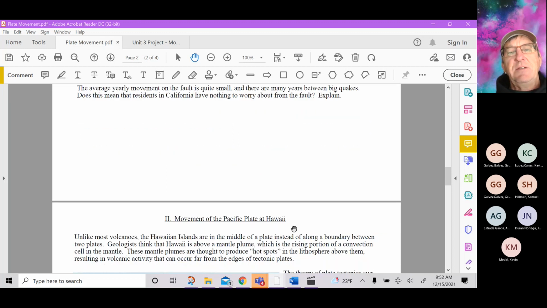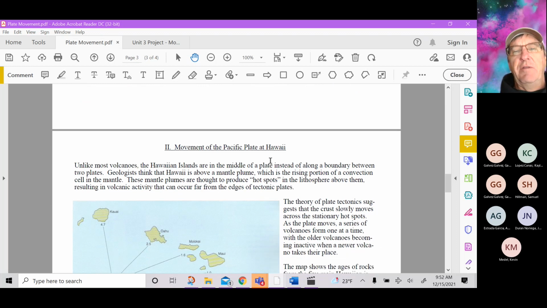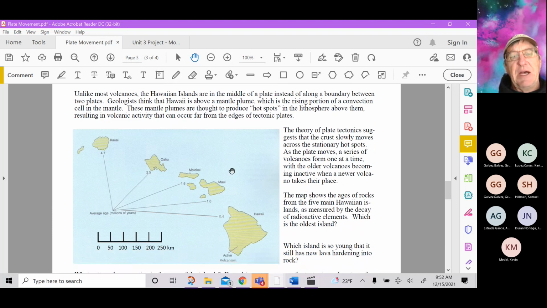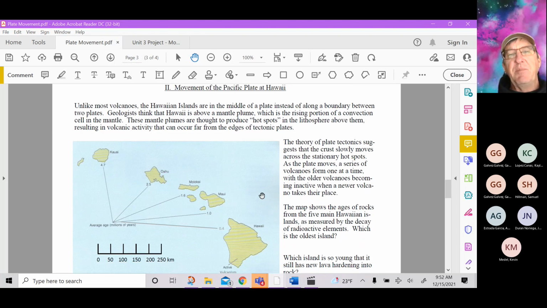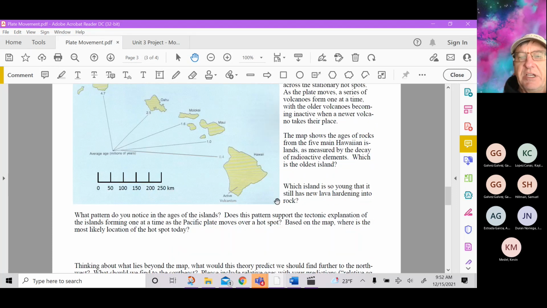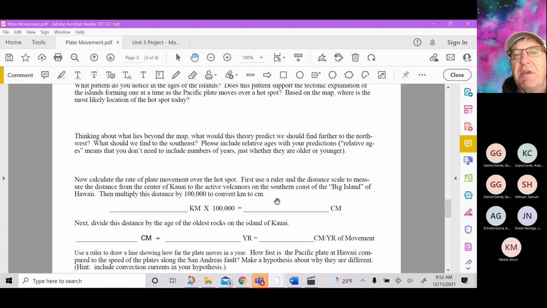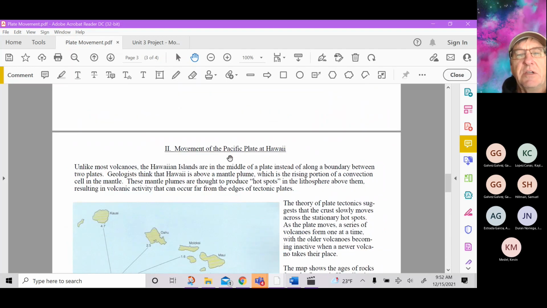Okay. Now that's the first half of this project on measuring movements of the plates. It was about the San Andreas Fault and these earthquakes. The second half is about measuring movement of the Pacific Plate at Hawaii. I think we should wait on this one, because I would hate to get halfway through it and then get stuck and not be finished. So we're going to wait on this until Friday.